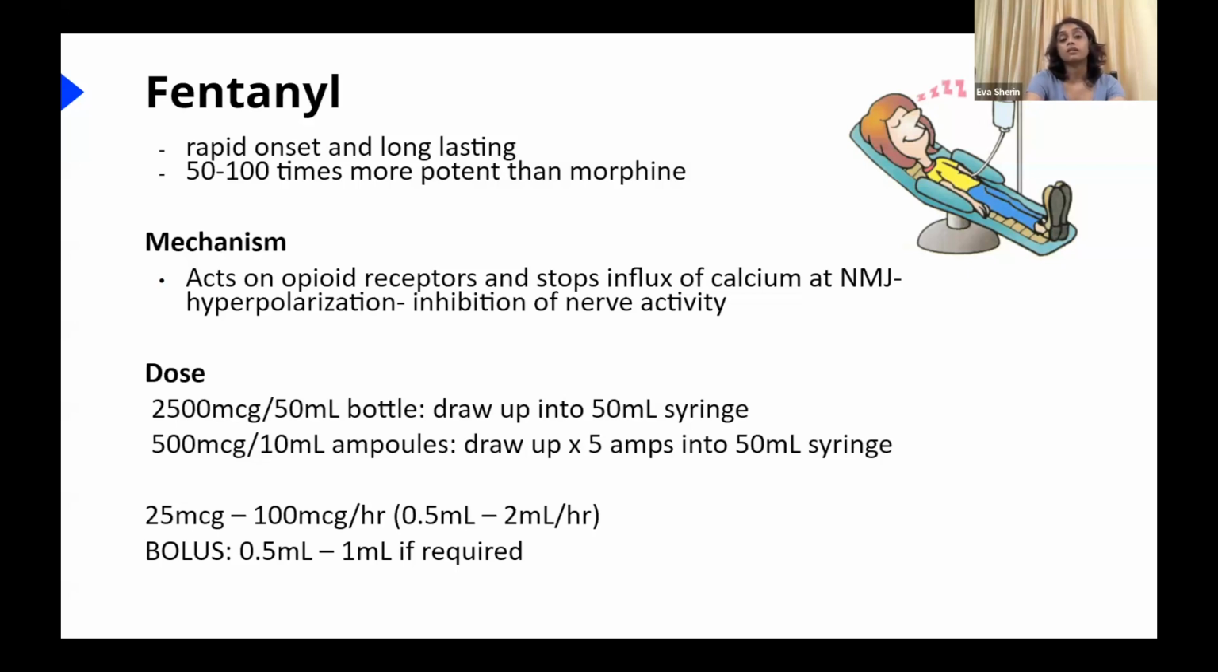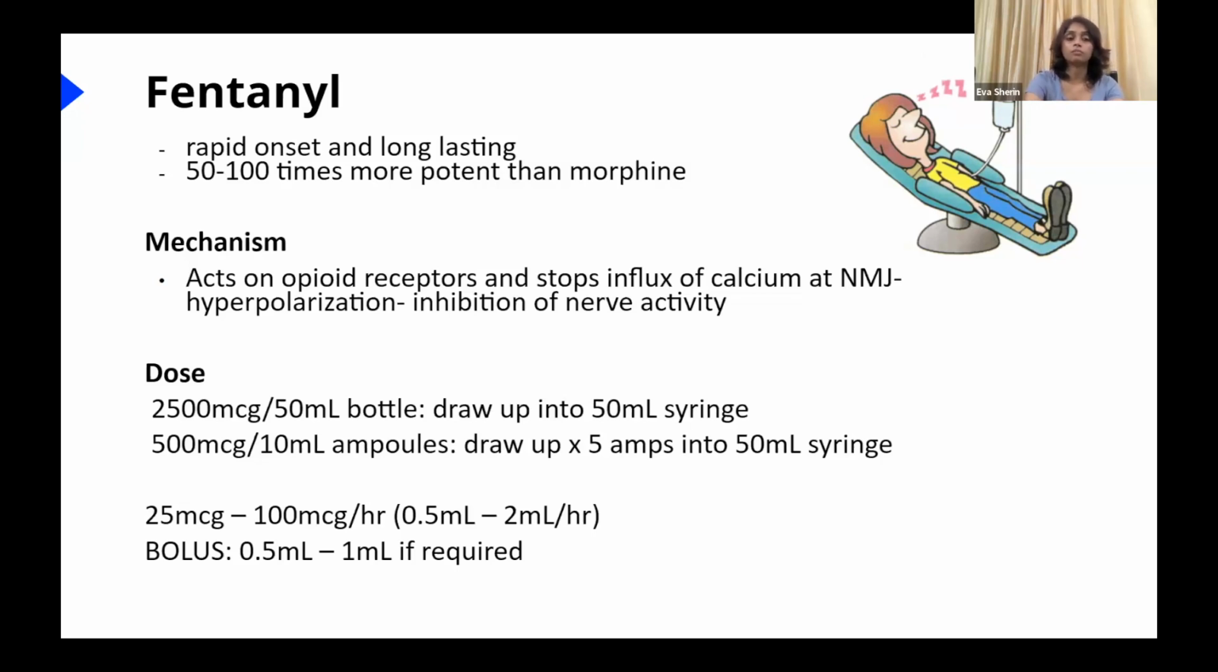So the dose that it comes to is 2,500 micrograms in every 50 ml bottle. You draw up to 50 ml in the syringe, and then you start infusing it at 0.5 ml to 2 ml per hour. If you want to give a bolus, then you can give 1 ml in addition to what you're giving.